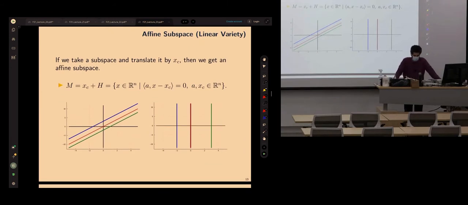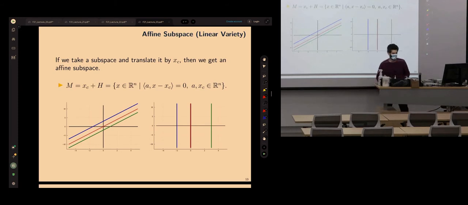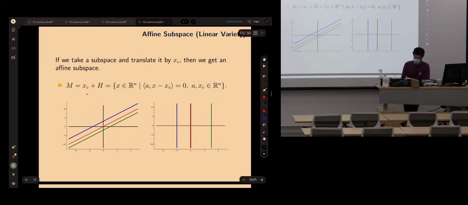We also learned about affine subspaces. Somewhat confusing name, because it's a translated subspace that doesn't go through the origin, so it's not a subspace. That's why it's confusing, but it's an affine subspace, meaning it's parallel to the original subspace. That is the case when we take our subspace, for example a hyperplane H, and we translate it with a vector like xc. By definition, when we add a vector to a set, we add it to every element of that set.